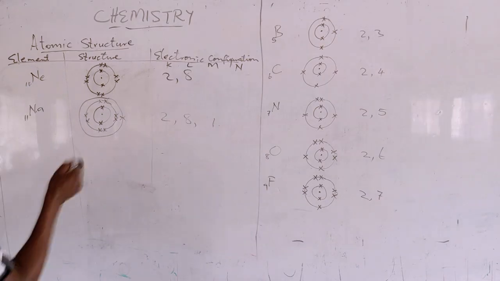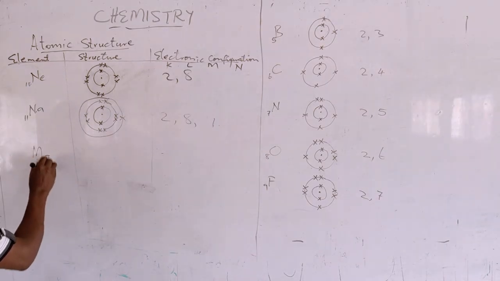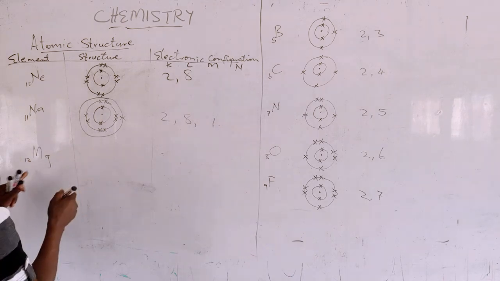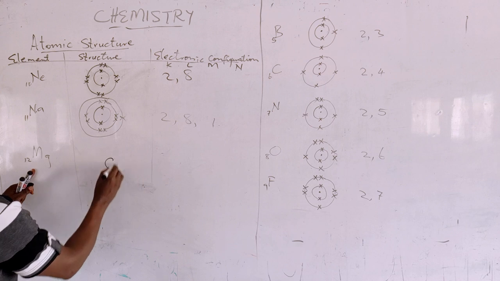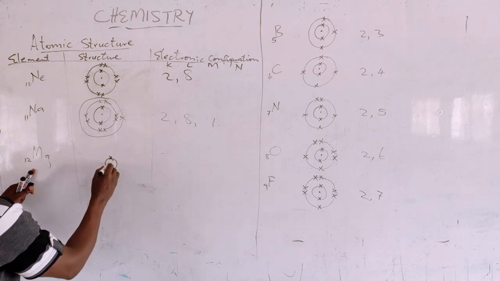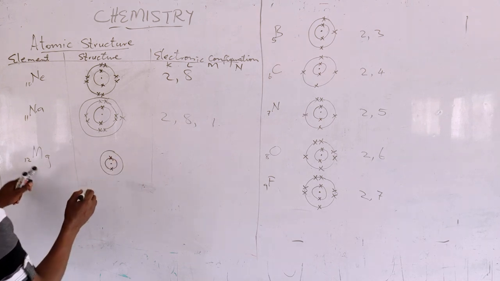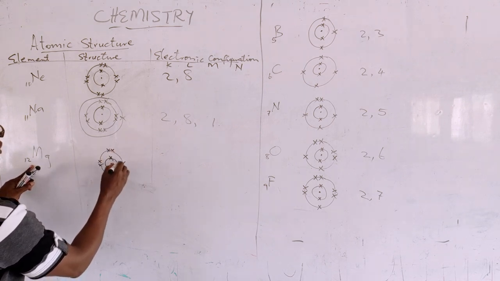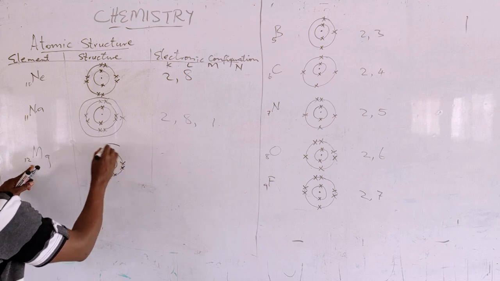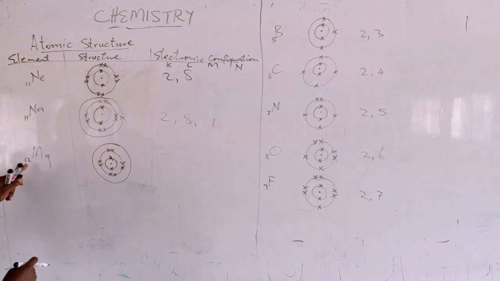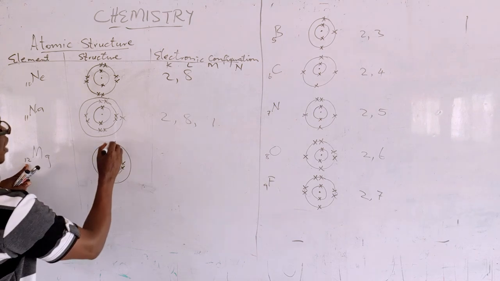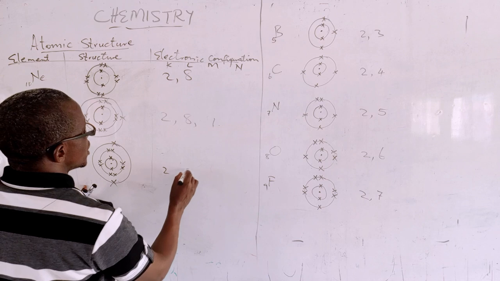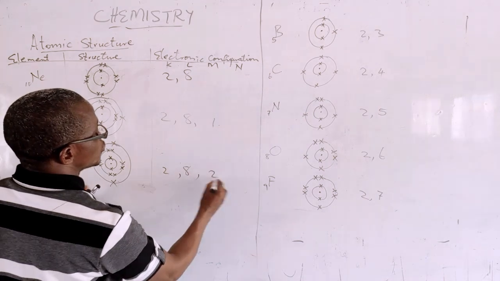The next is magnesium, Mg, 12. So if I use Mg, I will now have the first shell containing 2 electrons, the second shell containing 8 electrons, and the third shell containing, that's 10, 12 minus 10, that's 2 left. I can put 2 here. Then that gives me 2, 8, 2.